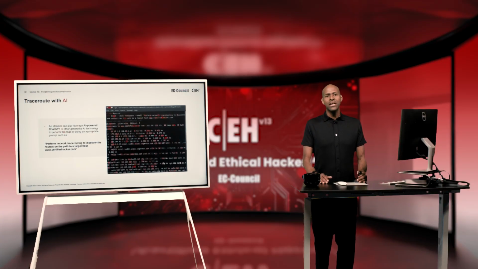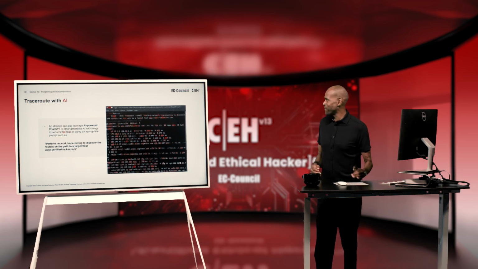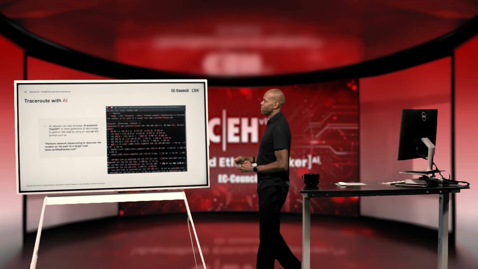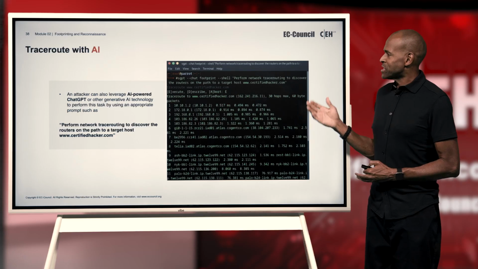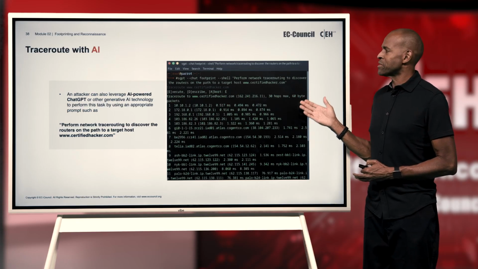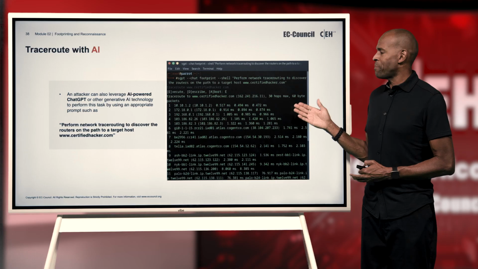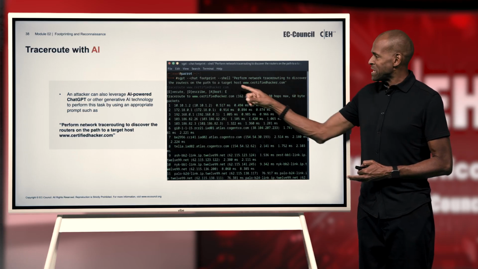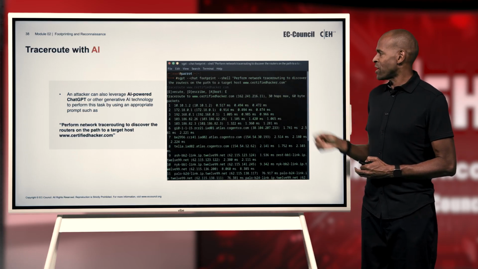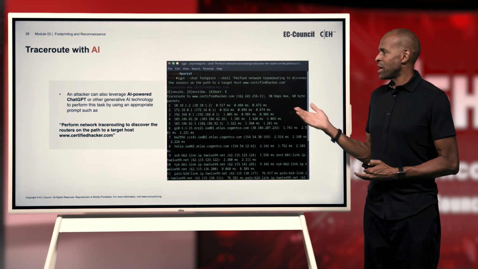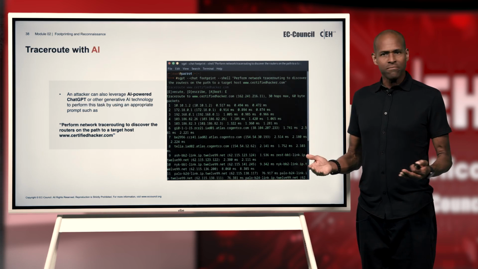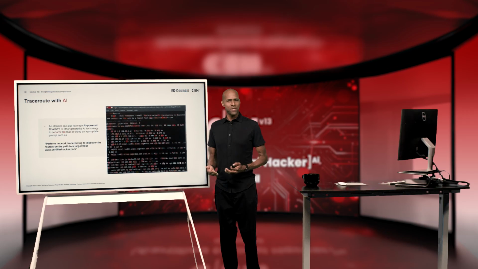The next thing we look at is making use of AI. Hey, it's all about AI. Let's have a look and see what we're doing here. So as you can see here, we're making use of SGPT's chat function, and we're popping out to the shell and we're telling it, perform network traceroute to discover the routers on the path to where? We specify a target host, and in this case, that target host is www.certifiedhacker.com, and sure enough, right here in the shell, it outputs that information for us. So it does a pretty good job.